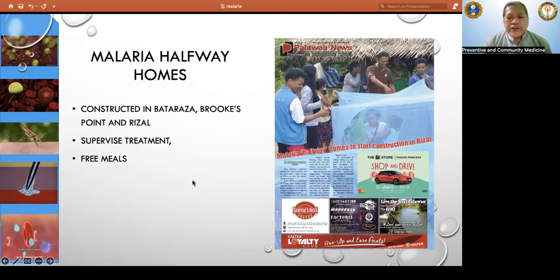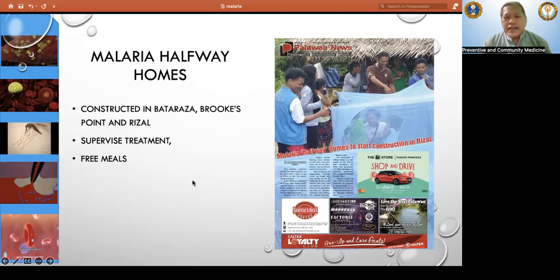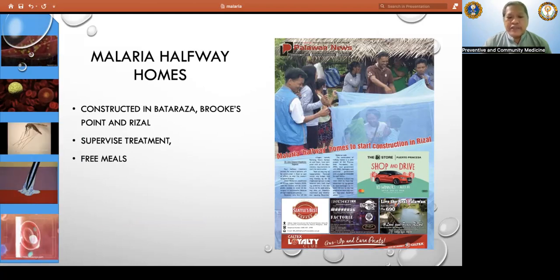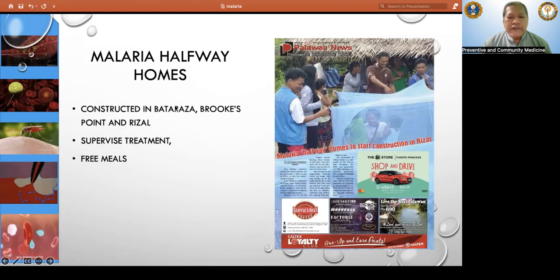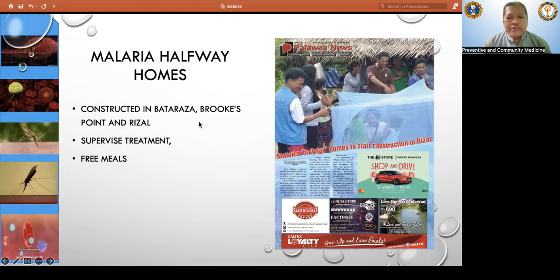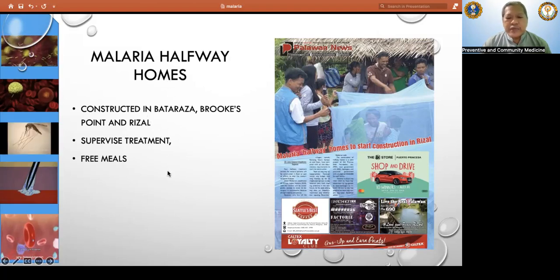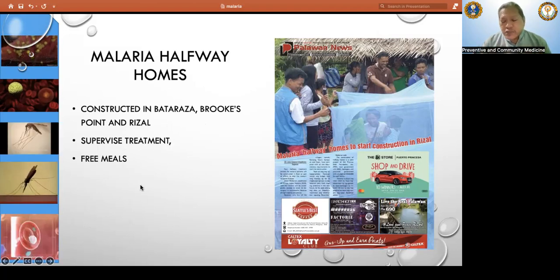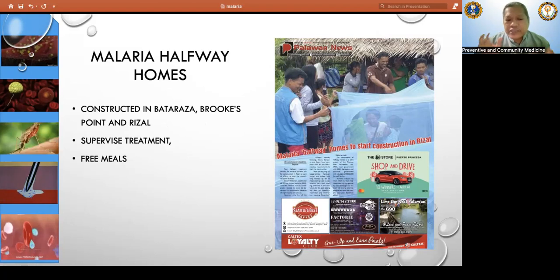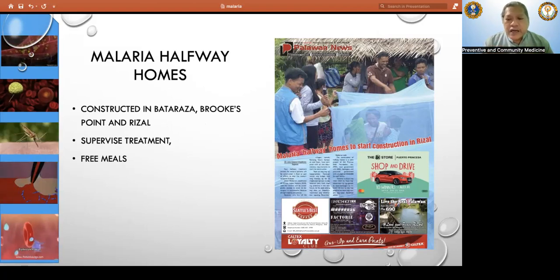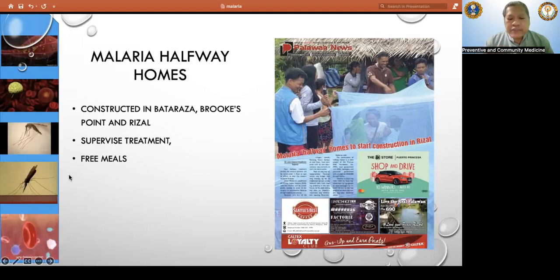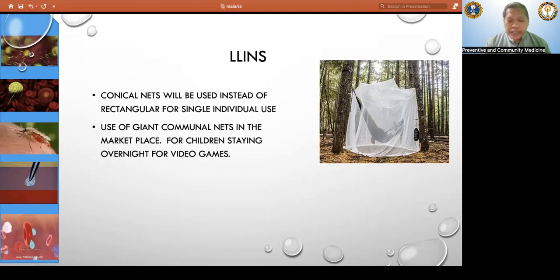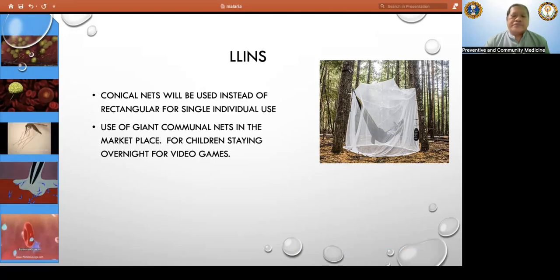So these are the programs now being done for the malaria elimination program in the Philippines. We have the malaria halfway homes, constructed in Bataraza, Brooke's Point, and Rizal in Palawan. They give supervised treatment, so DOTS na rin, parang TB treatment tayo. They actually observe the treatment strategy for malaria, and they are given free meals. We have to make sure that they take their medications.